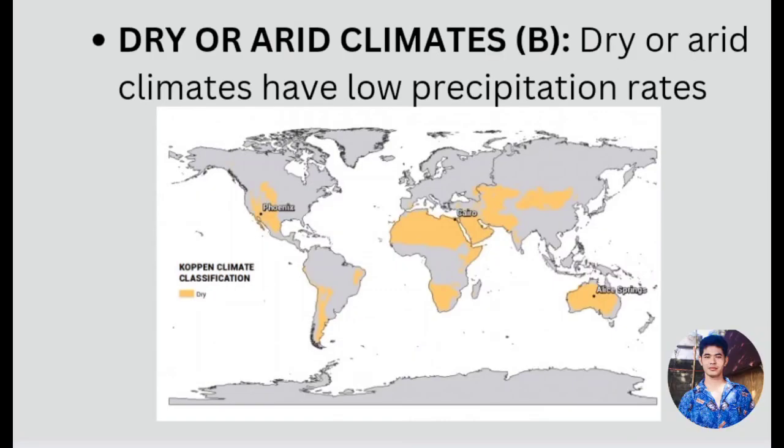Next climate in the Köppen system is dry climate. Regions that have a dry climate receive very low rainfall or precipitation. Dry climate regions exist between 15 and 60 degrees north and south of the equator. In these regions, the rate of evaporation is higher than precipitation. So dry climate is divided into two. The first is arid region or desert climate, and the second is semi-arid region, partially dry.